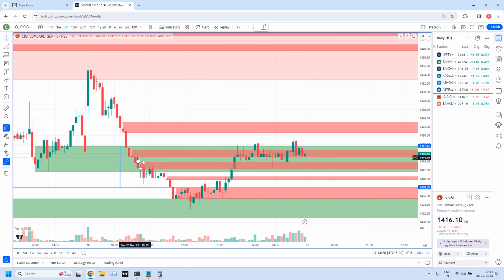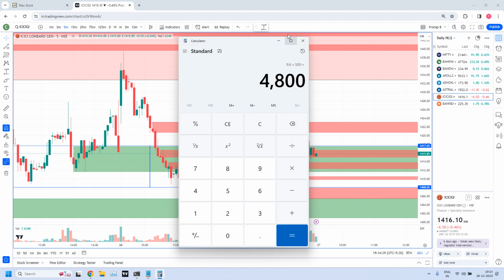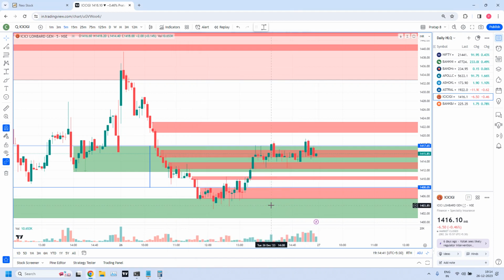See the example I have explained today, how we booked the profit. Extra profit, another 4,000, how much? 4,800, right? Yeah, another 4,800 rupees profit you would have got if you had used the trailing stop loss.